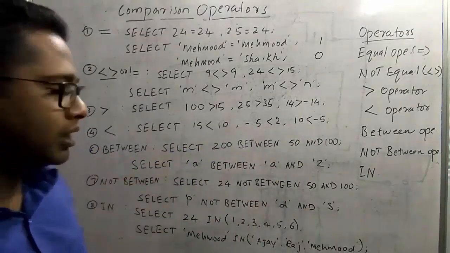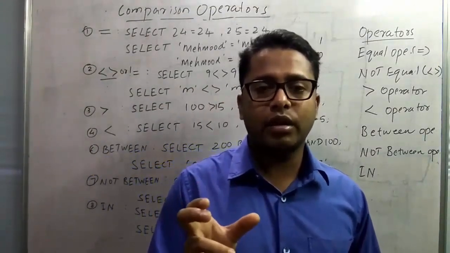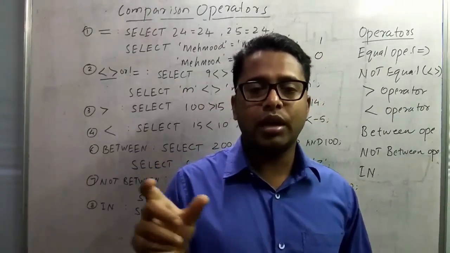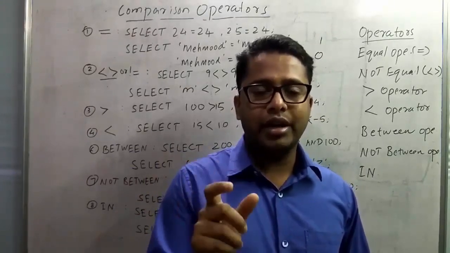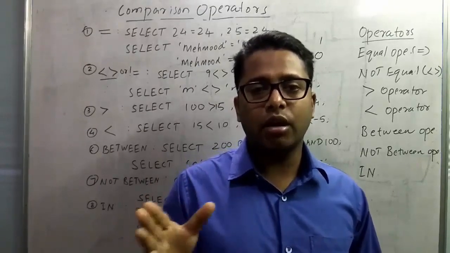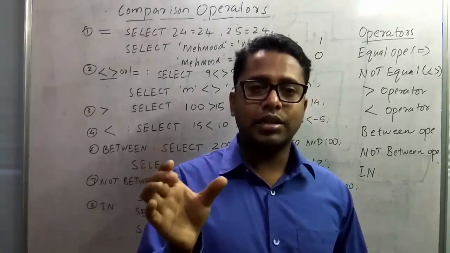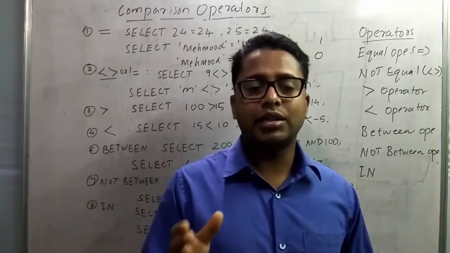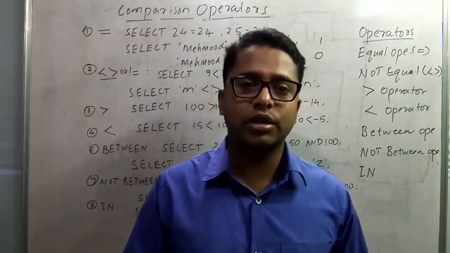Now let's learn the between operator. The between operator takes a value from the user and matches that value within a range. Suppose you are checking whether 100 is coming between 50 to 200 or not. Whether 100 comes within the range of 50 to 200 or not. If yes, since 100 is coming within the range of 50 to 200, it will return a value of 1, which is true. Otherwise, it will return a value of false, which is 0.